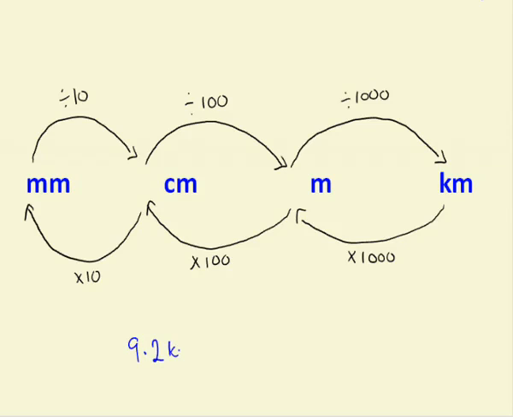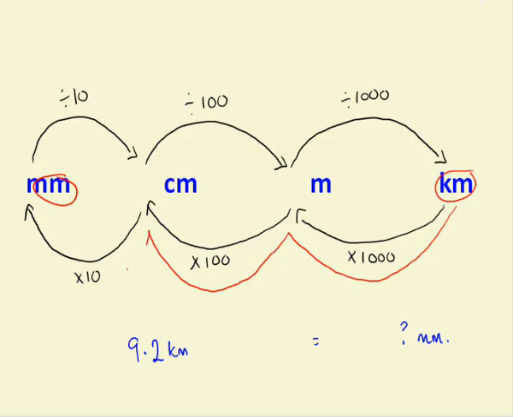9.2 kilometres equals how many millimetres? Okay, so to do this, let's think about what we have to do. We're going from kilometres to millimetres. So what we're doing is, first we're going to get our number and times it by 1,000, times that answer by 100, and times that answer by 10.